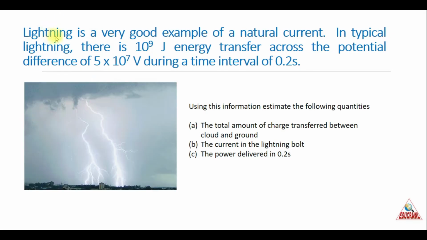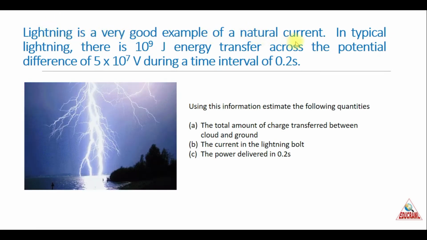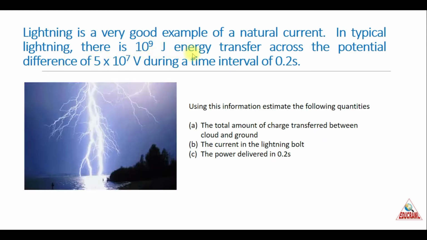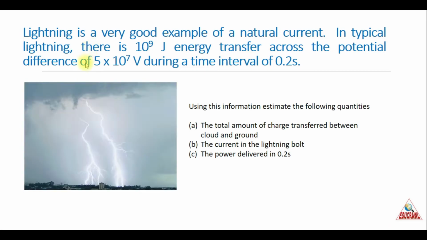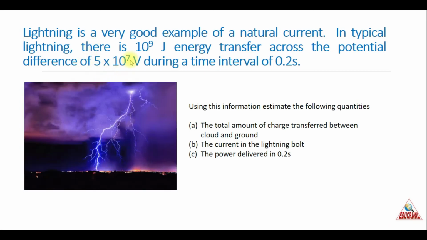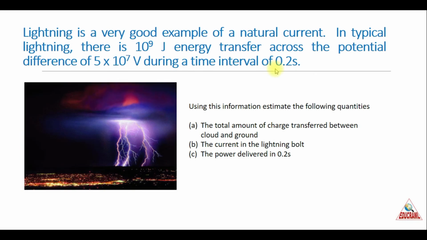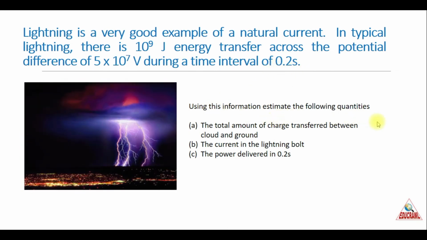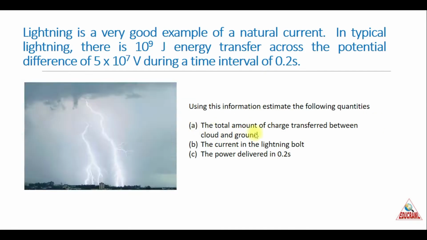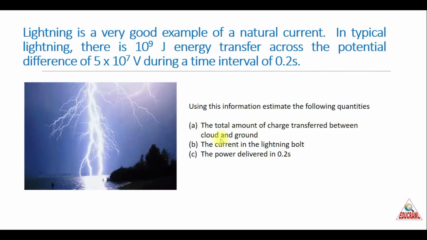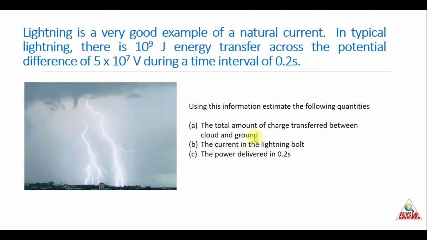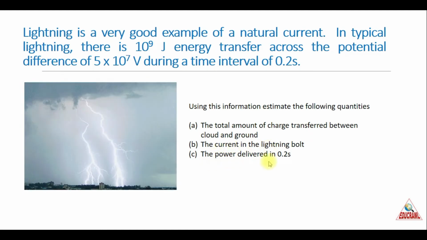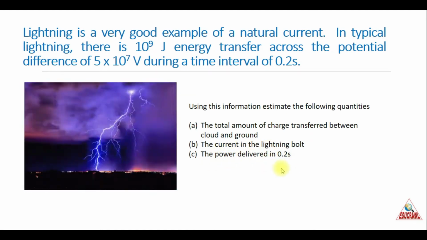The next problem. Lightning is a very good example of a natural current. In typical lightning, there is 10 power 9 joule energy transfer across the potential difference of 5 into 10 power 7 volt during a time interval of 0.2 second. Using this information, you have to find the following quantities. First one, the total amount of charge transferred between the cloud and the ground. So total charge you have to find. Next, the total current you have to find. Next, the power delivered in 0.2 second we have to find.